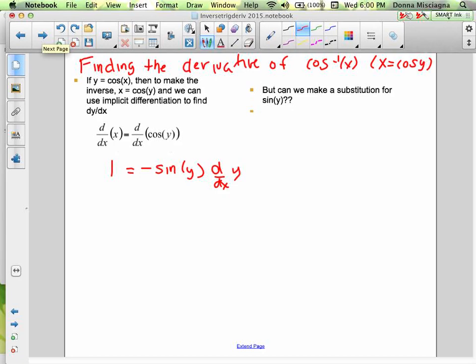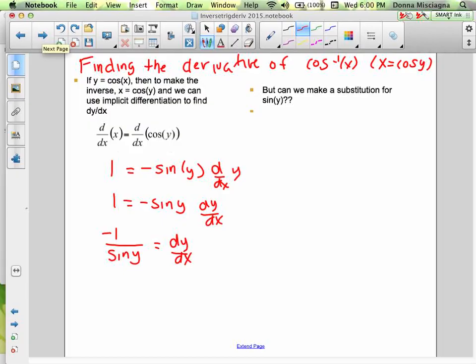We do that all the time, right? When we have y and we take the derivative, we get dy dx. All right, so we have 1 equals negative sine y dy dx. If we want to solve for dy dx, we just divide both sides by sine y. So we have negative 1 divided by sine y equals dy dx. And again, we have a problem because we have y's, not x's, and we need this in terms of x. So we need to make a substitution for sine y.